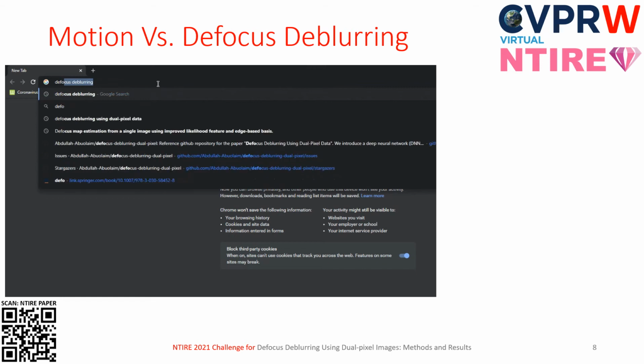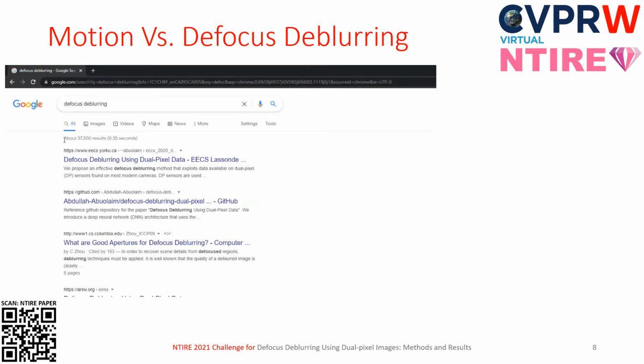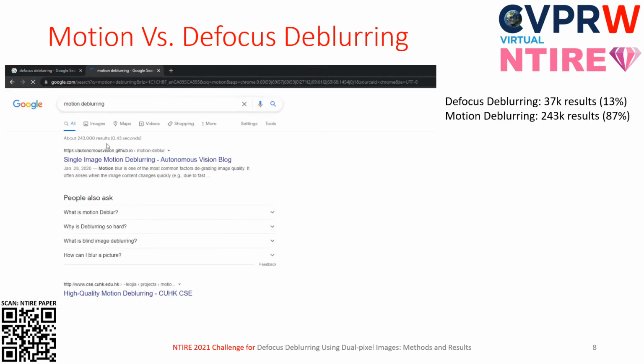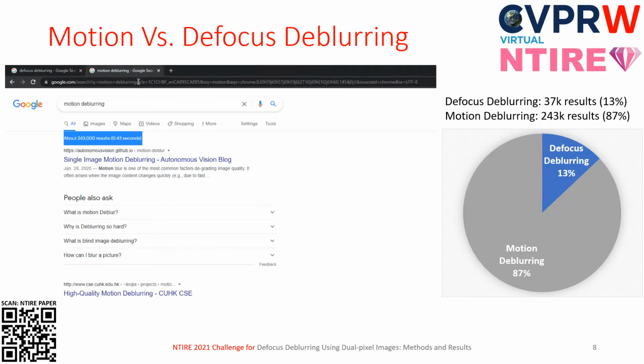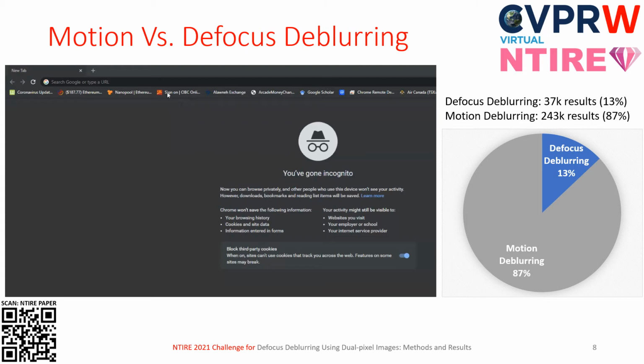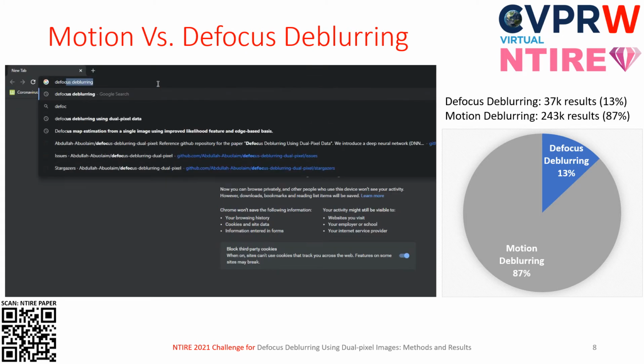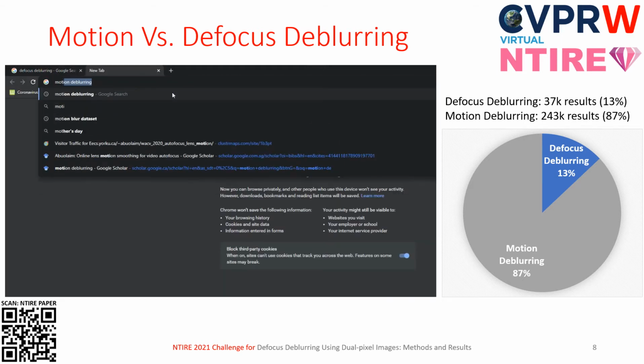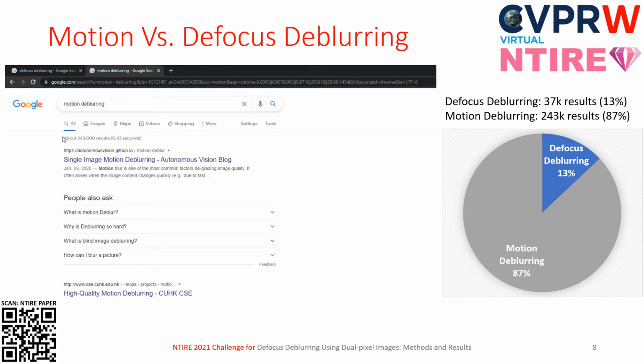However, when you Google search defocus deblurring versus motion deblurring, you get about 37,000 results for defocus deblurring, whereas you get about 243,000 results for motion deblurring. So about 87% of the results are motion deblurring, and this shows defocus deblurring gets lower attention even though it is very important. Not only that, but also in academia it is very rare to find defocus deblurring papers, whereas you find many motion deblurring papers published every year.